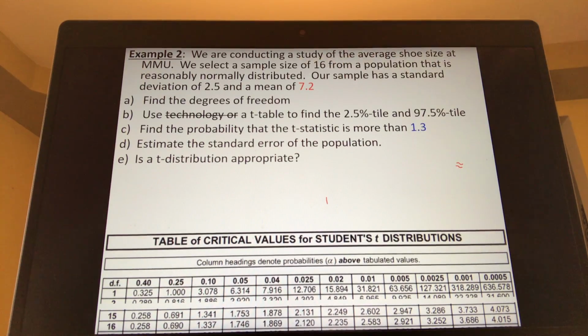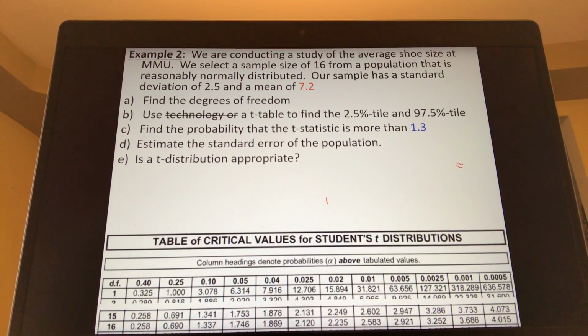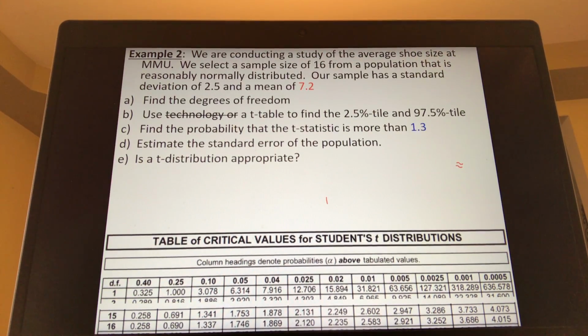So this is back, typically I do a study in class of shoe size of students in class, and we use our population of our class to determine that. So let's say that population mean back when we did that study was 7.2, standard deviation of that was 2.5. Series of questions about that.